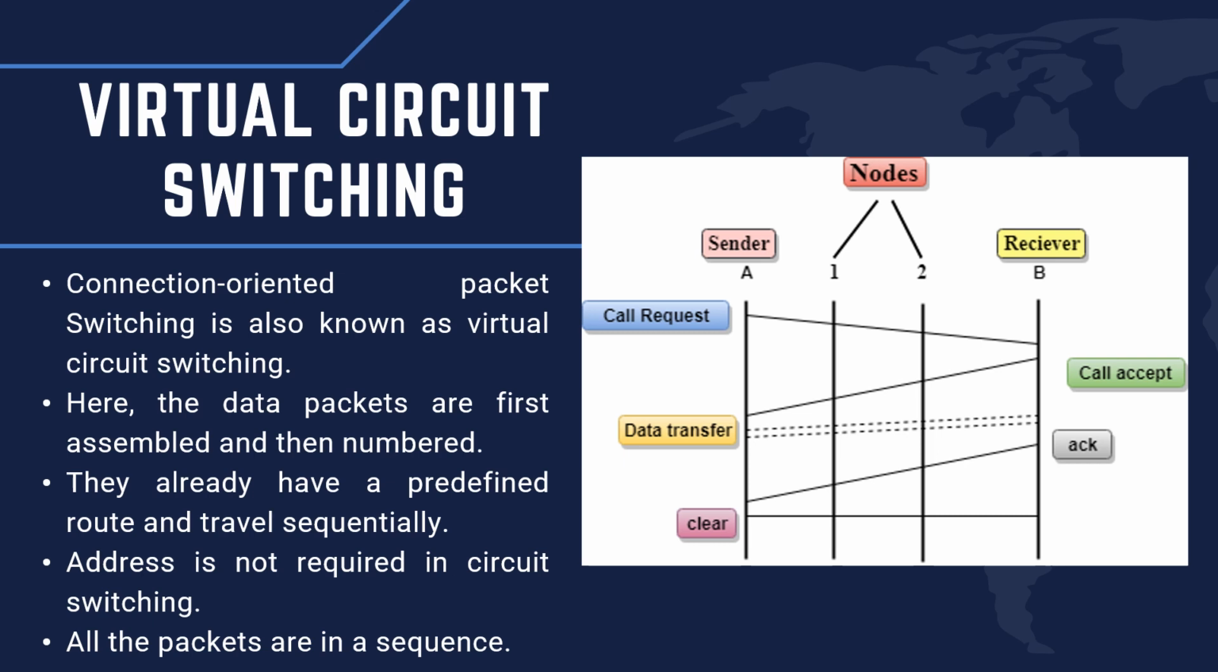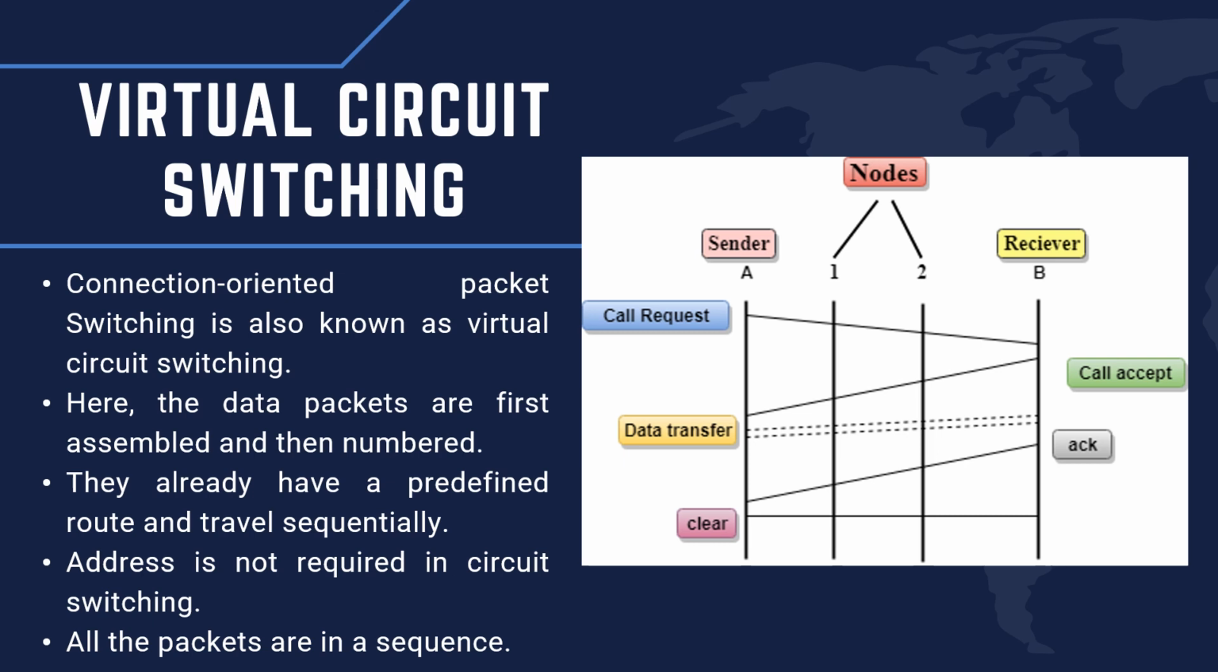So what happens in this case is that a pre-planned route is established before the message is sent, right? Firstly, the data packets will be assembled and then they will be numbered, right? They all will be given a predefined route through which they have to travel, and they'll be reaching the receiver in sequence, right? So how is this done?